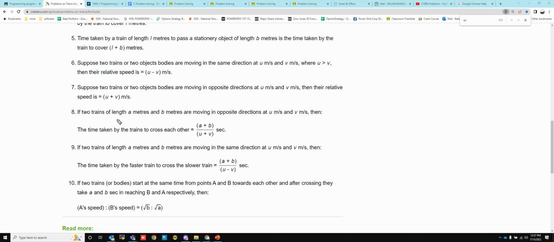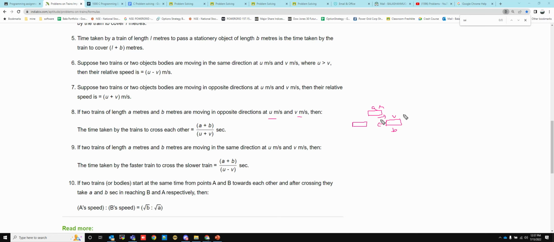Okay, now if two trains of length A meters and B meters are moving in opposite direction. Okay, so there are two trains. One is A meter length and the other train is B meter length. They are moving in opposite direction, with velocity U meter per second and V meter per second. This is U and this is V. Now the time taken by the trains to cross each other, for this train to come like this, to cross, what is the time taken?